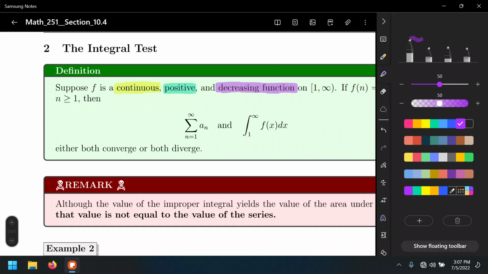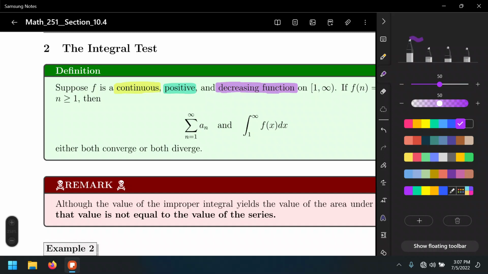Here it says the integral from 1 to infinity because that's typically the index we use to represent series from 1 to infinity. But of course, we can also use series that go from 2 to infinity, 4 to infinity, depending on how those series are represented.